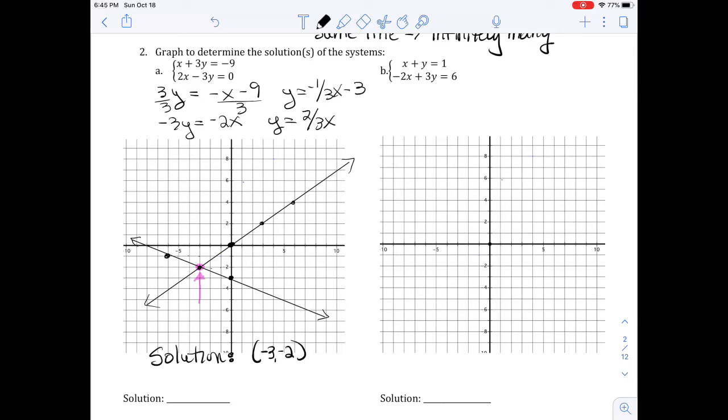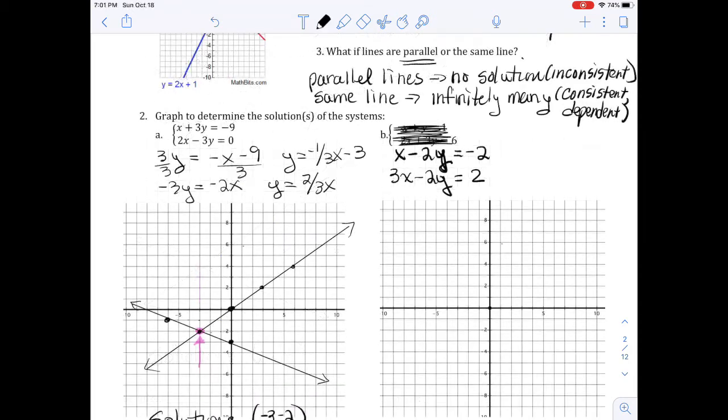Okay, for the second one, we are going to do the same thing by putting both lines into the correct slope-intercept form. So the first one is going to be -2y equals -x minus 2. Dividing everything by -2, that line becomes y equals +1/2 x plus 1.